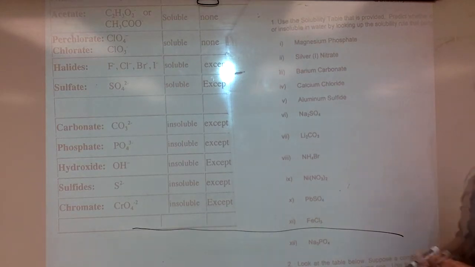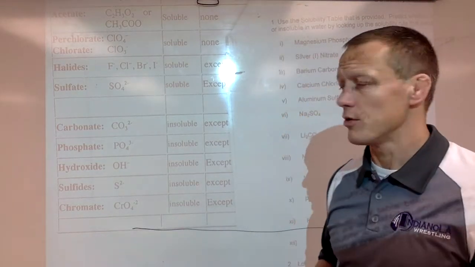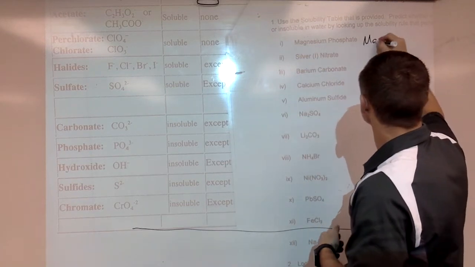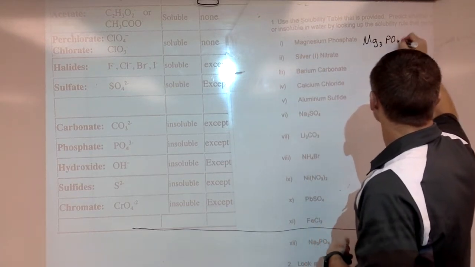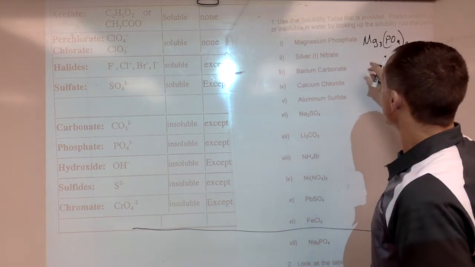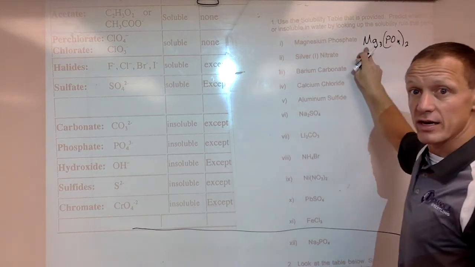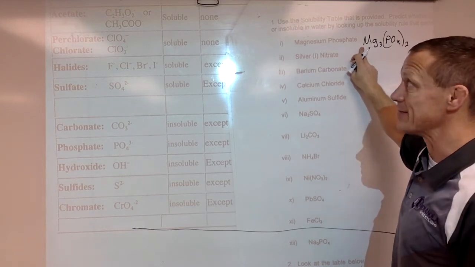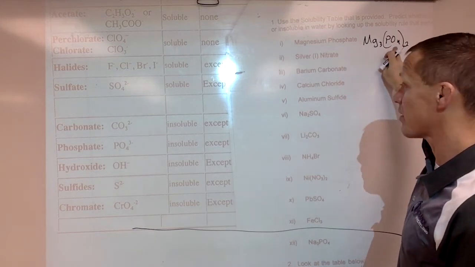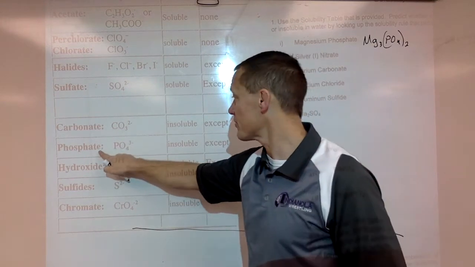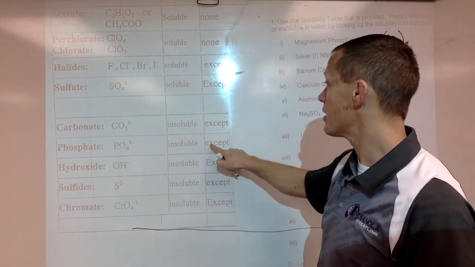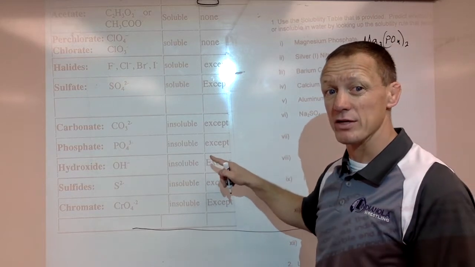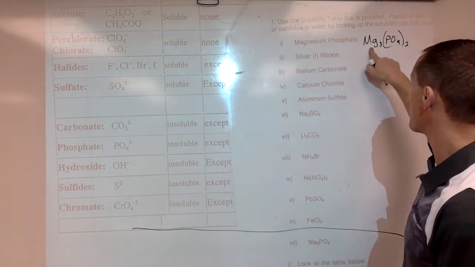So if I ask you to predict if things are soluble or insoluble, like magnesium phosphate. So magnesium phosphate is this compound. I always look first of all and say, okay, is this a family 1 element? If it is, it always dissolves. Magnesium is not family 1. So now we find phosphates on the list. Phosphates are insoluble except with family 1. Unless they're family 1, they are insoluble. So this compound would be insoluble.